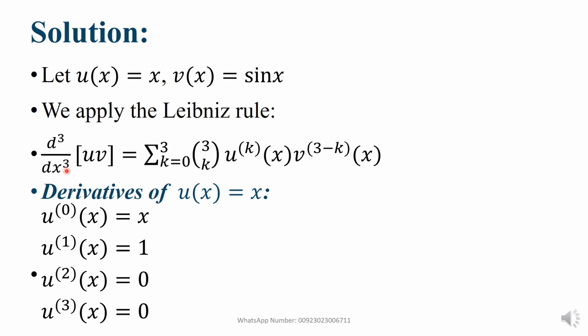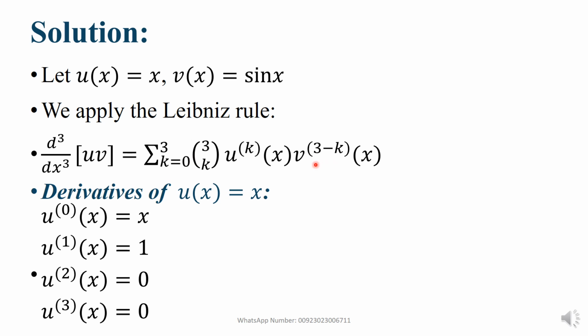then we use 3 times, equal to summation k equal to 0 to 3. You must remember this formula. The value is 3, meaning according to your question n is 3, C(3,k) u power k of x times v power 3 minus k of x. You know what k is? The initial value is k equals 0, then the next values are 1, 2 and 3.